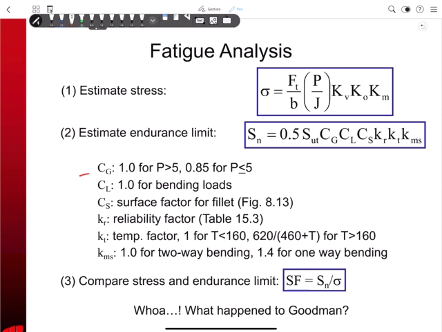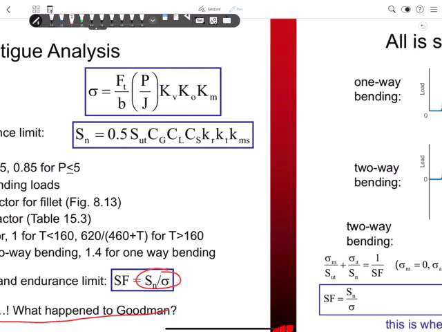Okay, whatever. And then of course we do the usual thing, compare the stress and the endurance limit, right? And that gives us some safety factor. But for fatigue analyses, we're supposed to do a Goodman diagram, right? What happened to our Goodman diagram? Here we're just comparing, but is there a mean stress or not? Okay, we better take a closer look at that. We spent so much time learning Goodman diagrams, and now we don't.